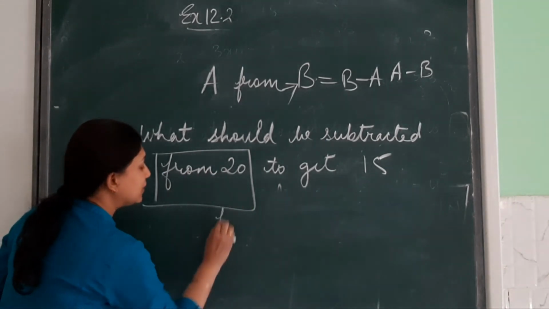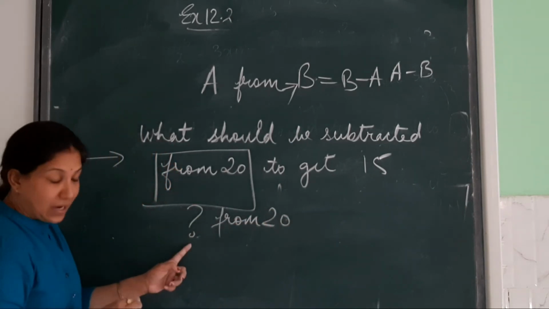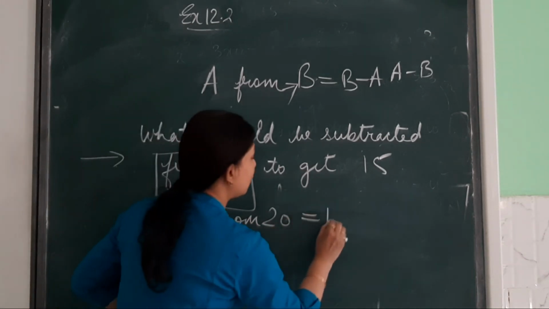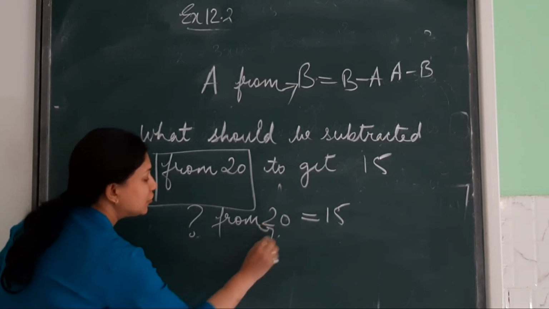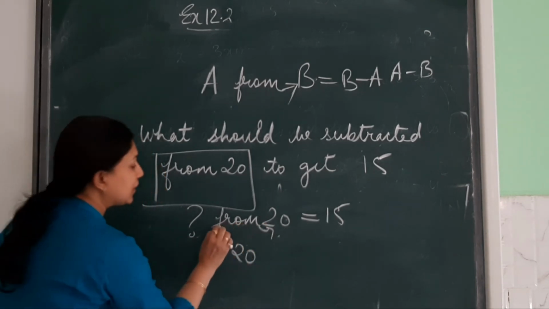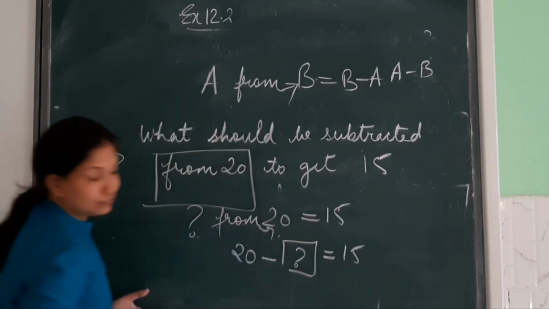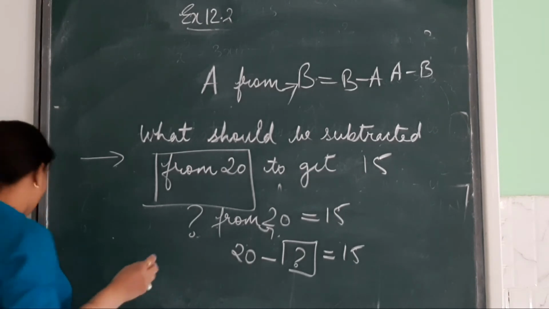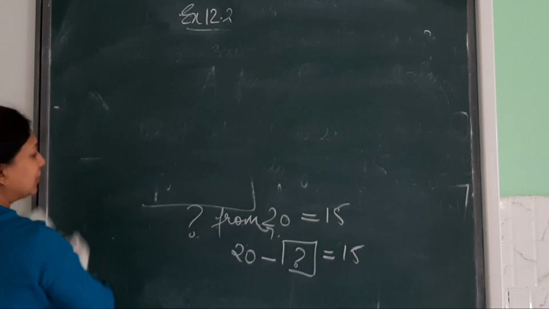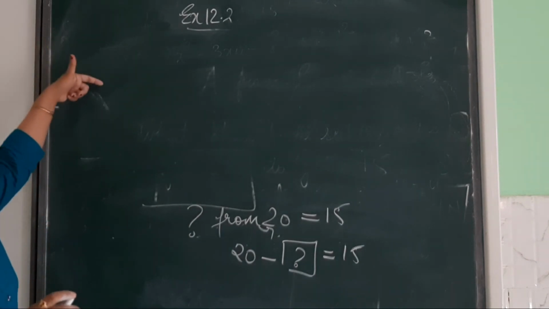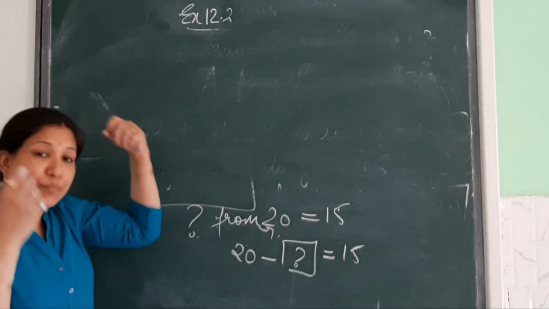So see, the equation becomes from 20, what should be subtracted? From 20 to get 15. So what will you do? From means 20 will come first. This is a minus sign, and what should be subtracted? This will be the form. Now, what we have seen, let me explain again what we will do in the next step. You have the fourth B part. I am explaining you, you do it. I am explaining in detail, in the best possible manner.